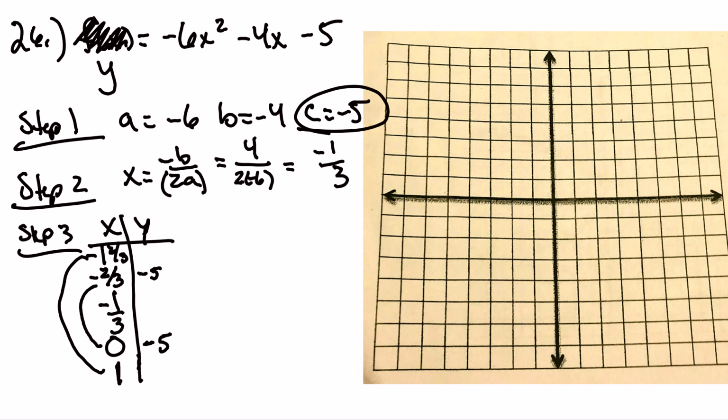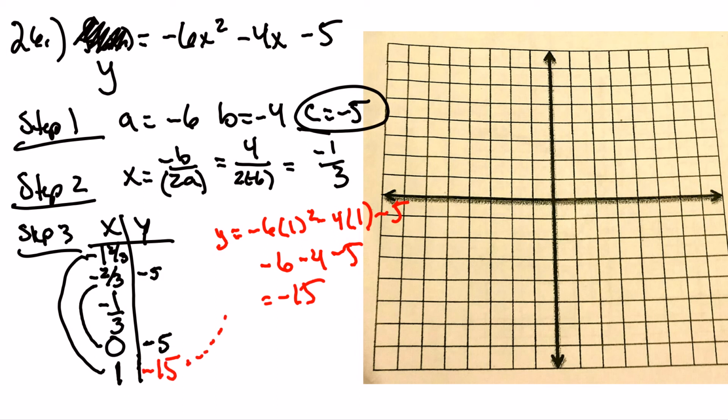Now, I'm going to plug in 1. So I'm going to say y equals negative 6 times 1 squared minus 4 times 1 minus 5. 1 squared is 1. That gives me negative 6 minus 4 minus 5. I get negative 15. It's going to go all the way over, give me negative 15 right here.